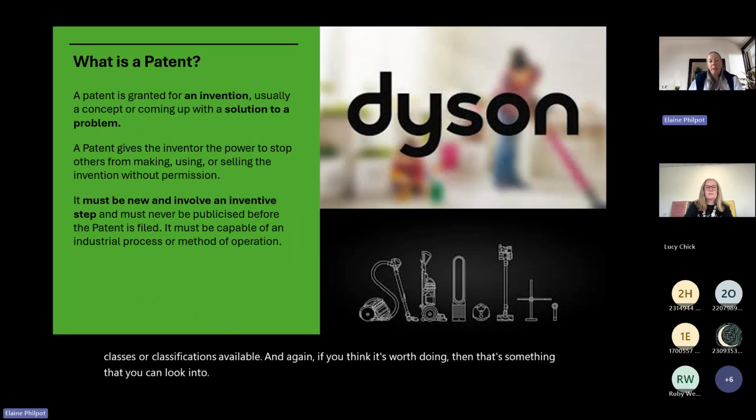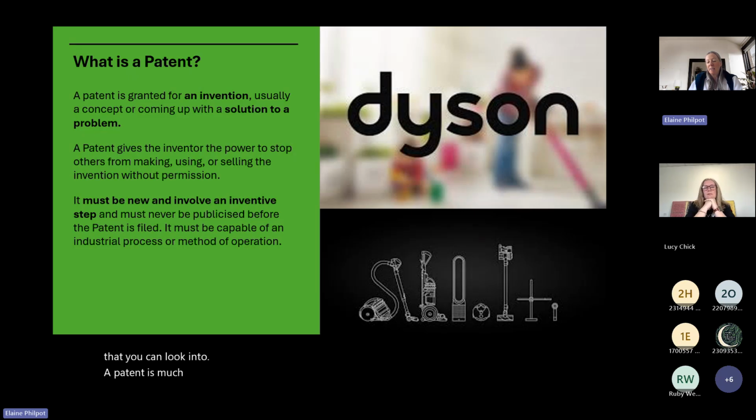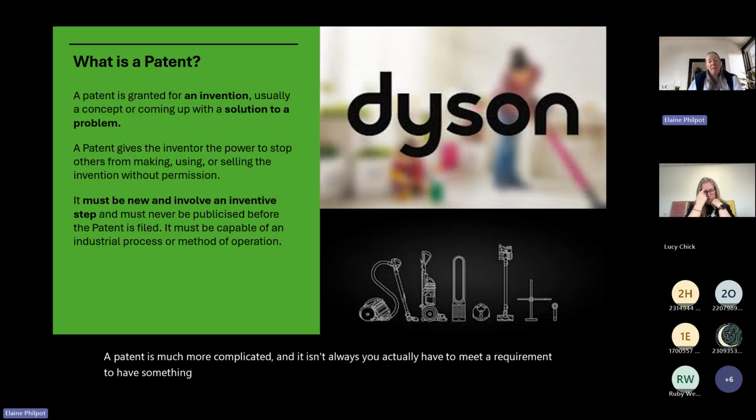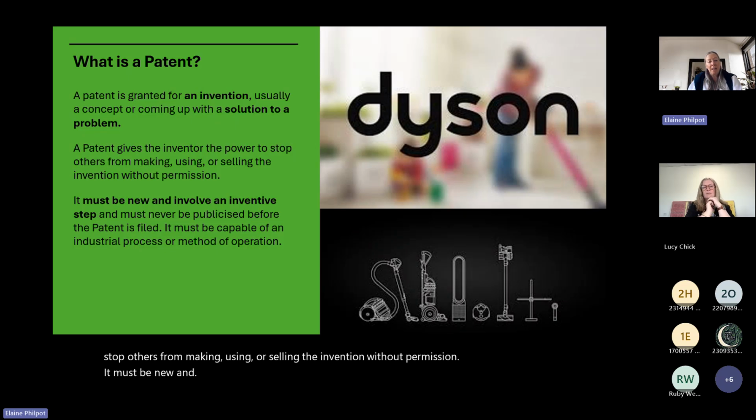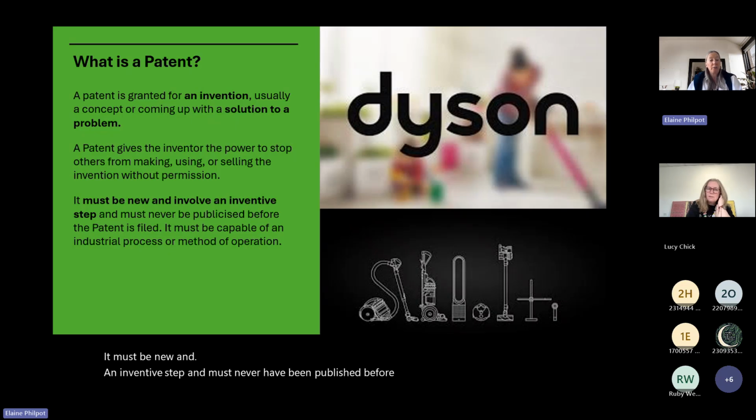A patent is much more complicated, and you actually have to meet a requirement to have something patented. A patent is granted for an invention. So usually a concept or coming up with a solution to a problem. A patent gives the inventor the power to stop others from making, using, or selling the invention without permission. It must be new and involve an inventive step and must never have been published before the patent is filed. It must be capable of an industrial process or method of operation.